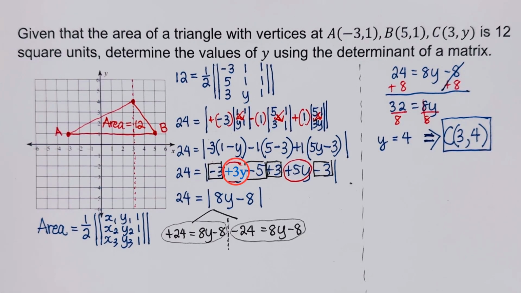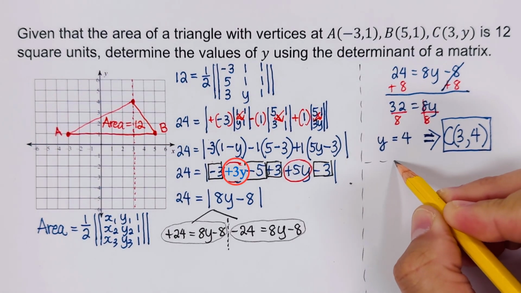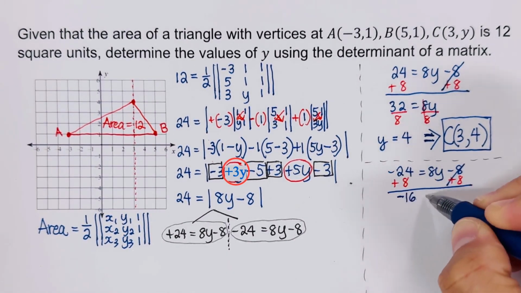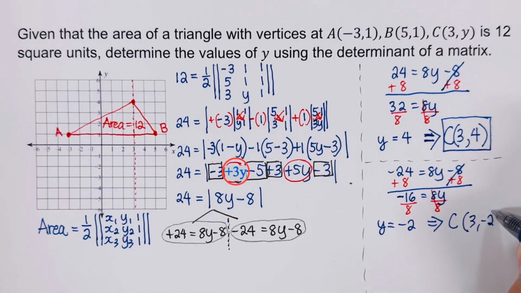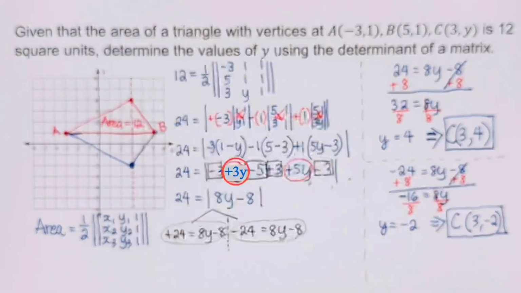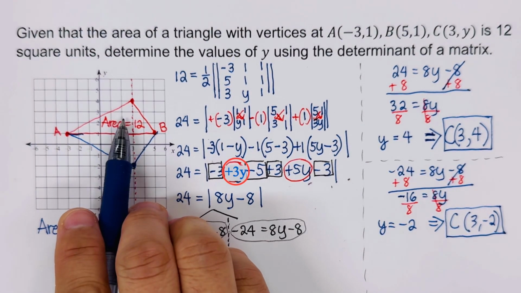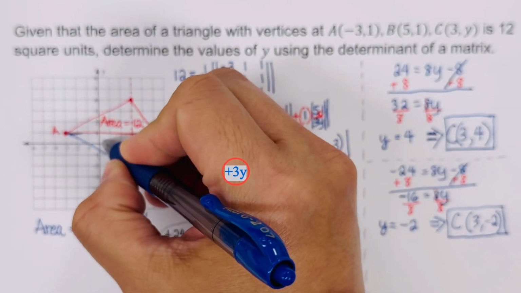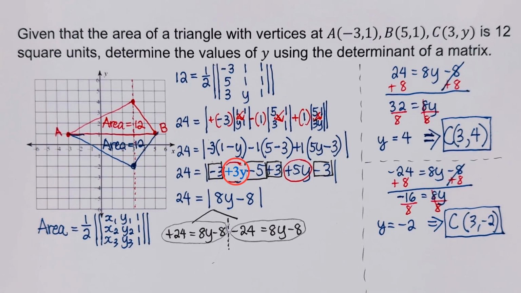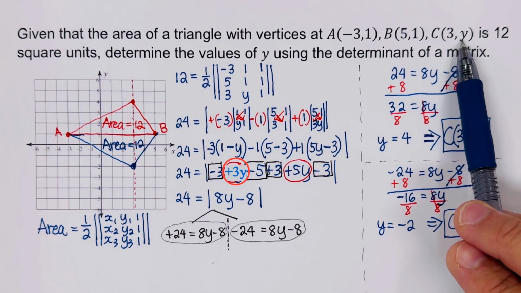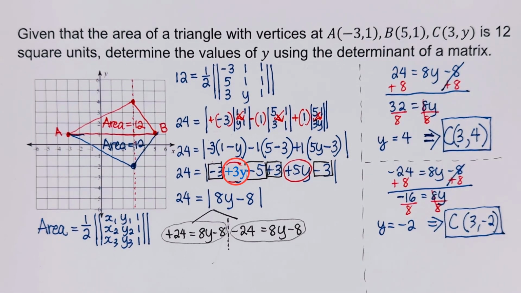Now we're going to use the other equation to find the other value for y. So the other coordinate for C is located at 3, -2. Notice that these two triangles, the red and the blue, will both have an area of 12. So that is how we find the missing coordinate of one of the vertices of a triangle using the determinant of a matrix.